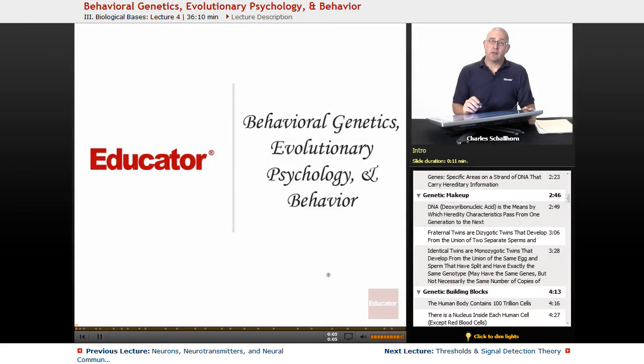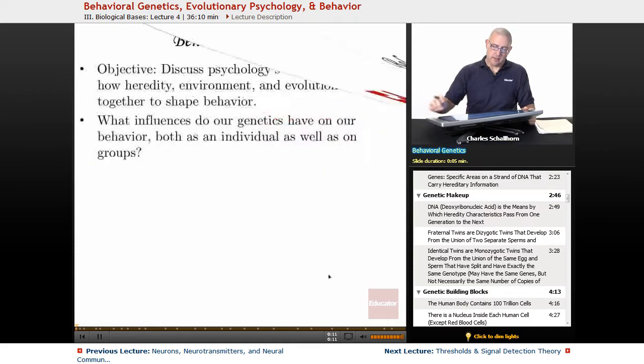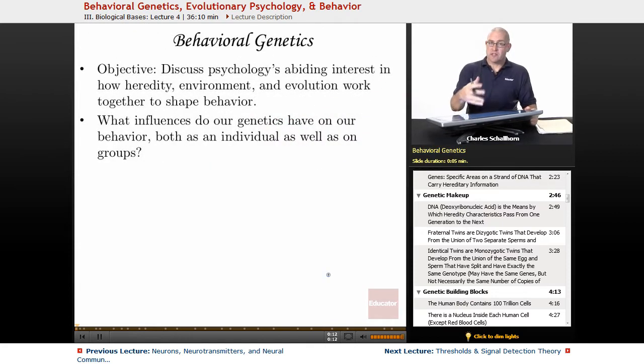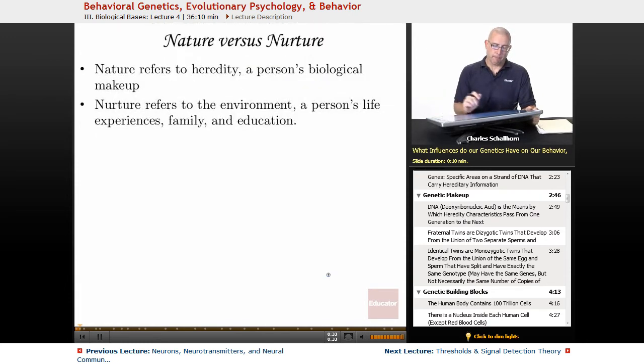This particular lesson we're going to be looking at behavior genetics, evolutionary psychology, and behavior. Behavioral genetics, this is from the AP instruction guide. The objective is to look at psychology's abiding interest in how heredity, environment, and evolution work together to shape behavior. And what influences do our genetics have on our behavior, both as individuals as well as groups. So those are our overall overarching objectives for this particular unit.